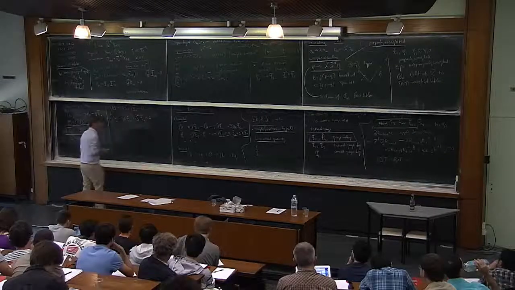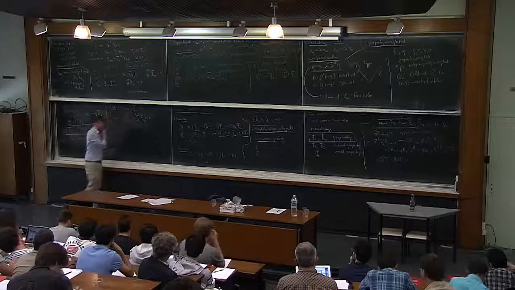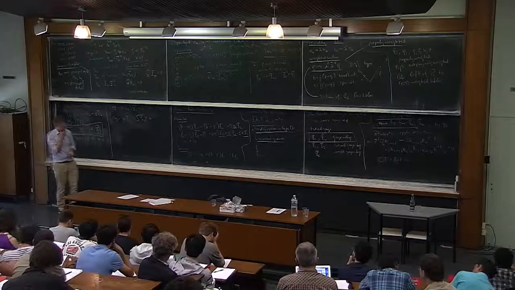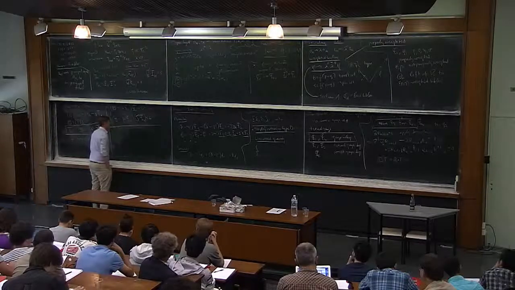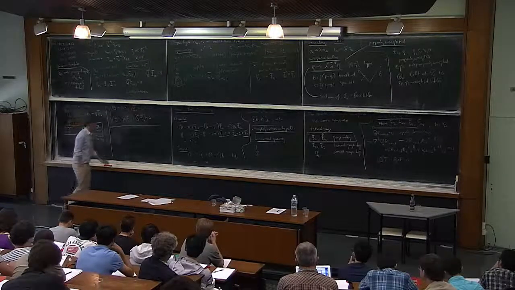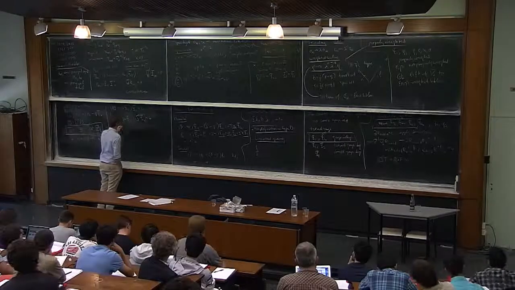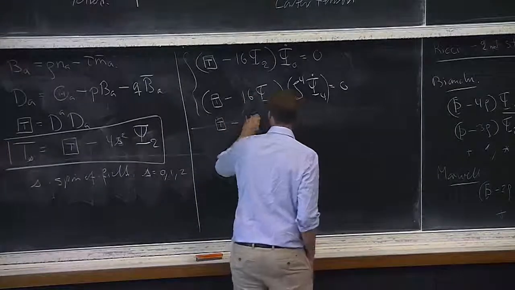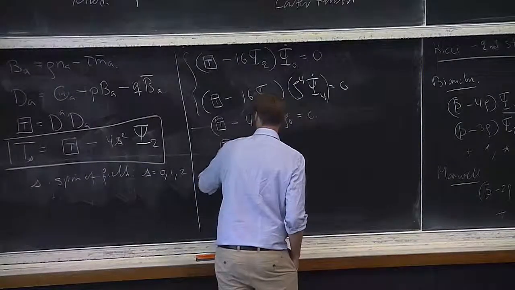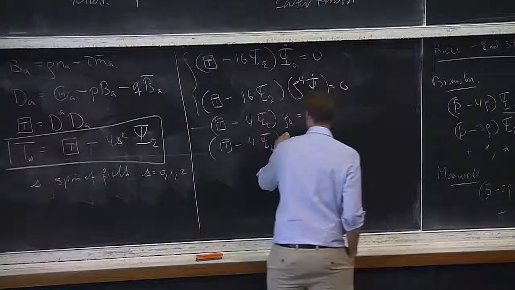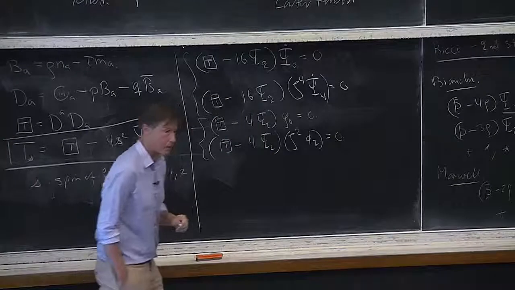So I want to derive the Maxwell version of this. But before doing that, I won't derive the linear gravity version of this, but it's similar. But before doing that, I want to mention another set of equations. For the Maxwell case, what you have is this. So here s is 1, so we have minus 4 psi 2. And here we have phi 0 equal to 0. And now I have zeta squared phi 2 equal to 0. So that's the Maxwell version of the Teukolsky system.